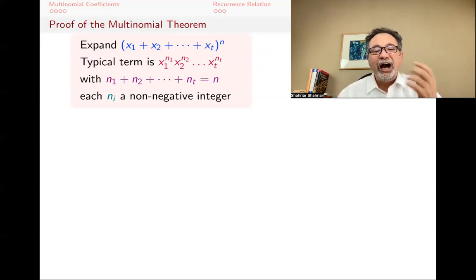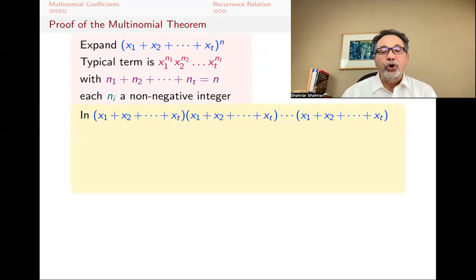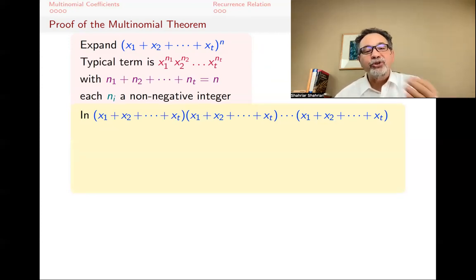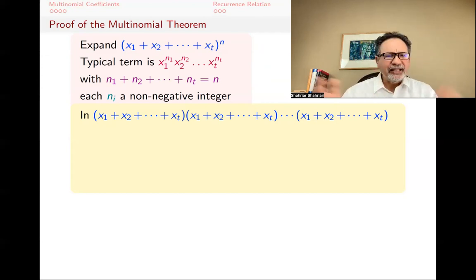So each typical term is that. The question is, how many times do I get each one of them? Because how many times I get each one is going to be its coefficient. So we're expanding x1 plus x2 plus xt multiplied by itself n times, and I want to know how many times I get x1 to the n1, x2 to the n2, all the way till xt to the nt. But how do I multiply these? Well, when you multiply n parentheses like that, you have to pick something from the first parentheses, something from the second, something from the third, something from the last, and multiply them.